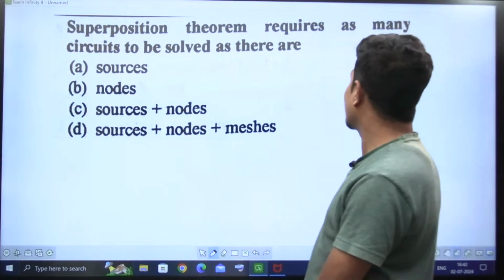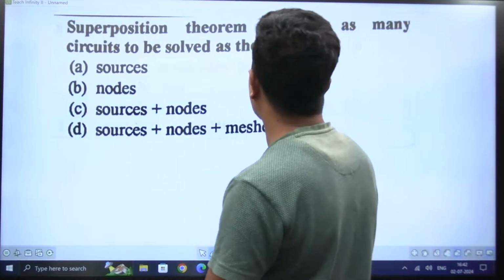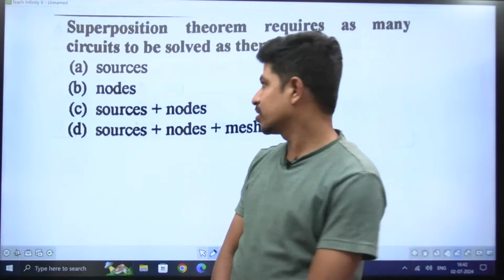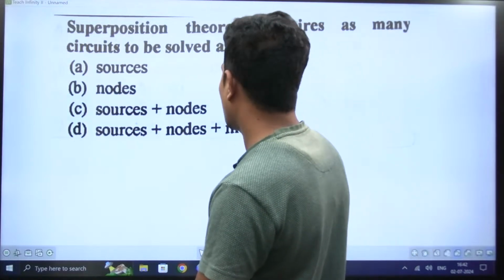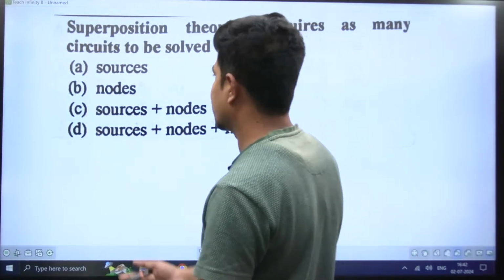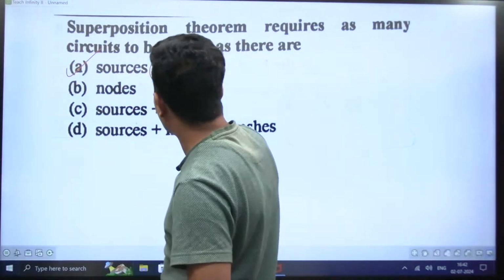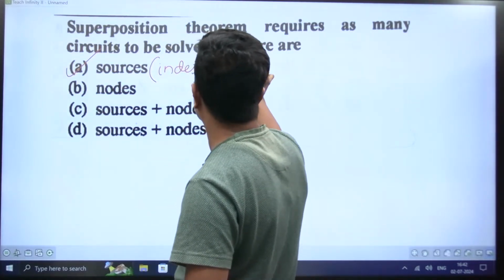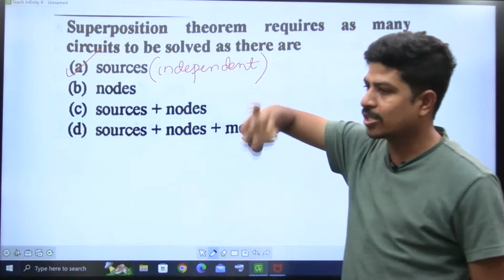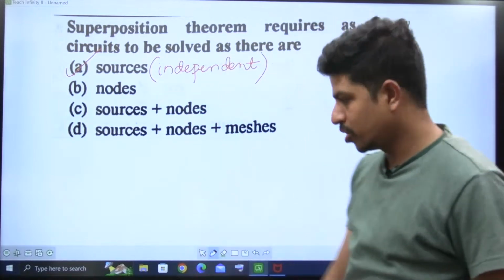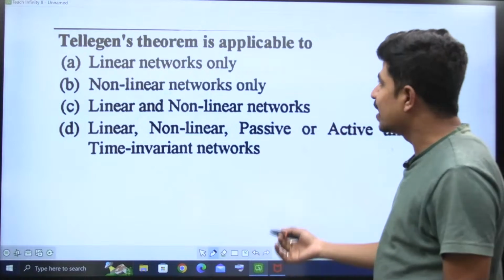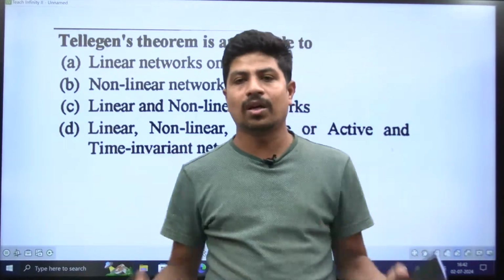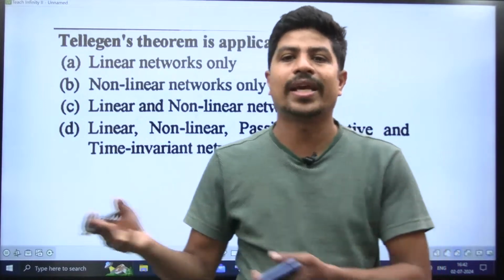Superposition theorem requires as many circuits to be solved as there are independent sources, as I told you. Not nodes, not meshes, only independent sources. We should not consider the number of dependent sources when we are going for superposition. Next question, please. Tellegen's theorem. What does Tellegen's theorem say? It says that the total power given is equal to the power taken.